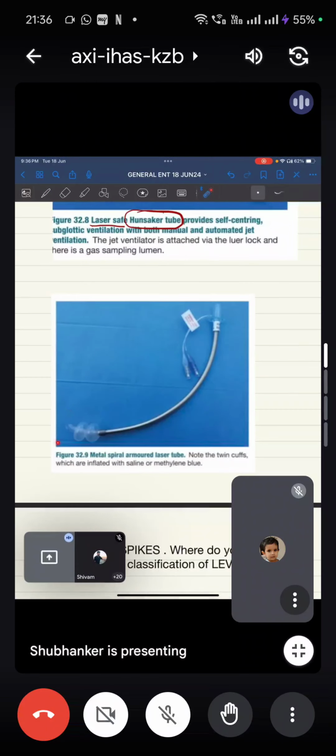Now, can you see this thing? This is something new about this tube, something different. I'll not say new, this is different. What is the purpose of this thing? Can somebody enlighten? It is filled with methylene blue, sir. Yeah, it is inflated with saline or methylene blue.